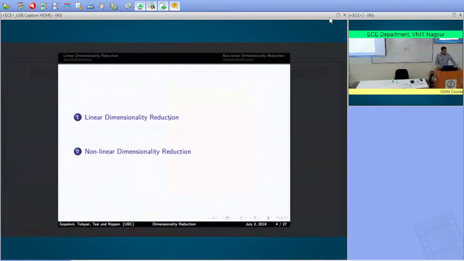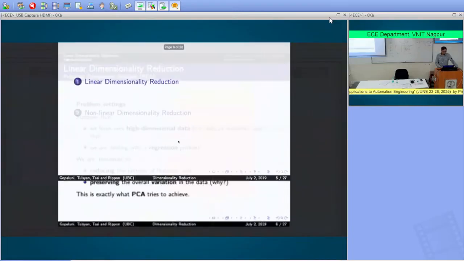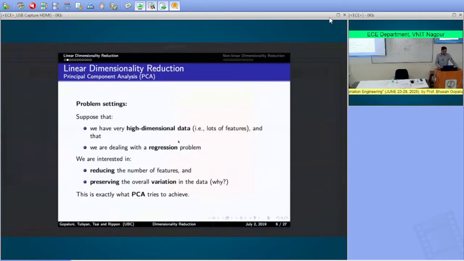So there are two different types of dimensionality reduction algorithms. One is linear dimensionality reduction. The other is nonlinear dimensionality reduction. PCA falls under linear dimensionality reduction algorithms. So how does PCA work?